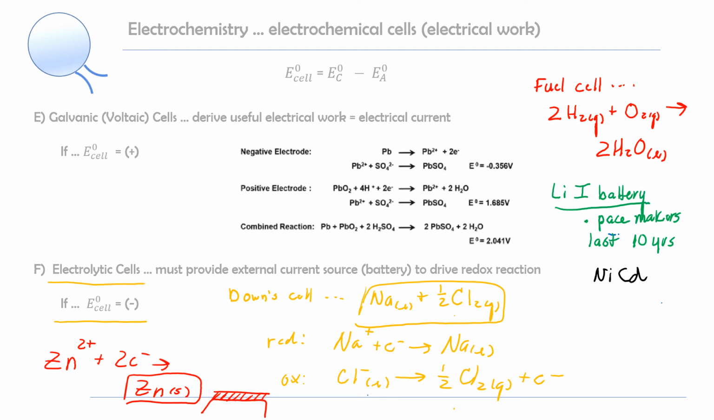And the next section we're going to look at is the relationship of the cell potential on spontaneity. And if you recall from our previous chapter, the ultimate parameter that dictates spontaneity is Gibbs free energy change.